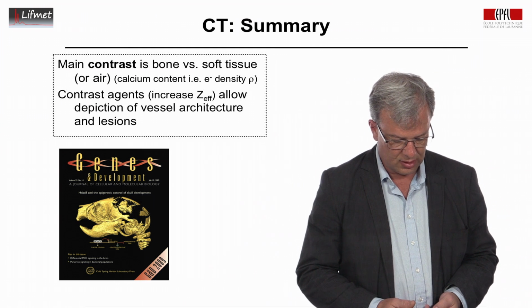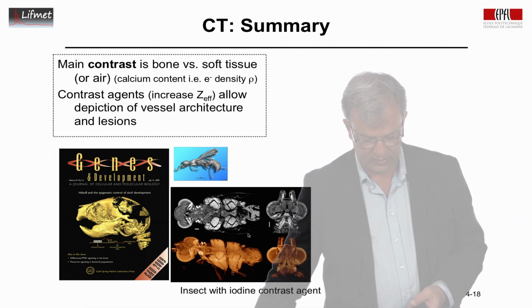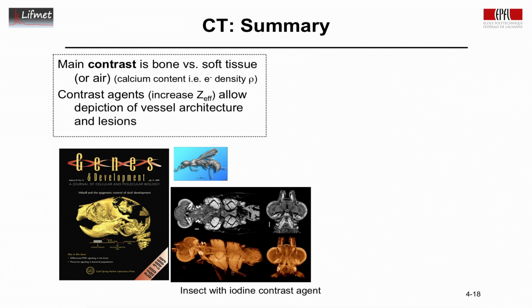Here's an example of genetic research. We have insects. This is an insect with iodine contrast agent. We have beautiful contrast in these images here of this insect perfused with an iodine-bearing contrast agent.